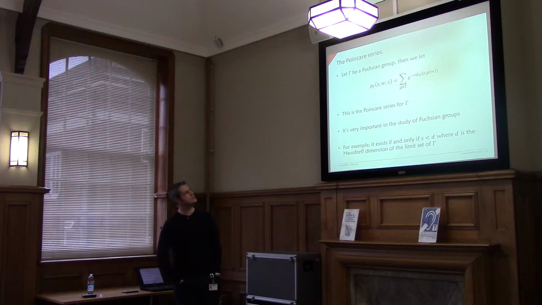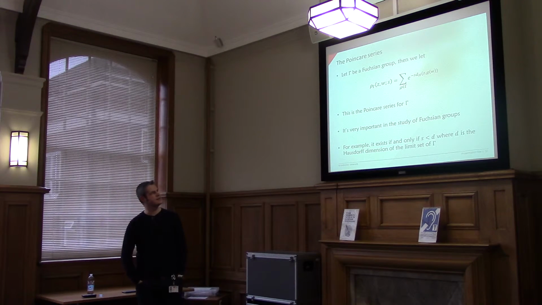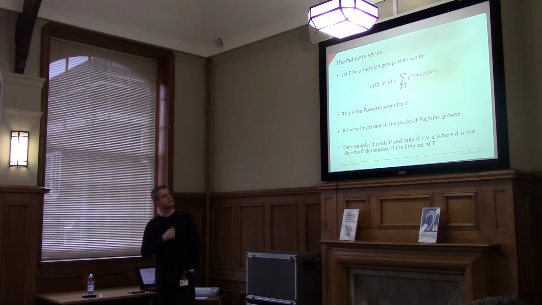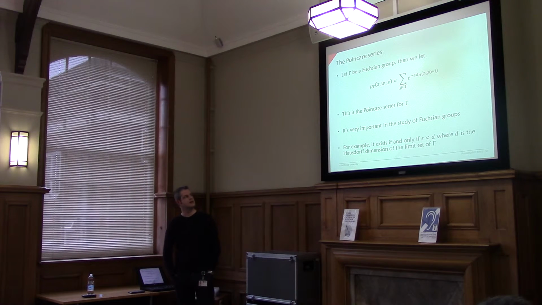When you study Fuchsian groups, they have this thing called the Poincare series. The Poincare series is this thing here, which looks complicated, but it's an important automorphic function. It's one of these functions that doesn't change when you change Z, W to G of Z, G of W, or something like that. It's a sum over your Fuchsian group of e to the minus s times, again, this hyperbolic distance between Z and G of W. So this is called the Poincare series.